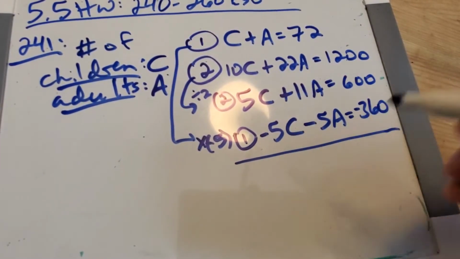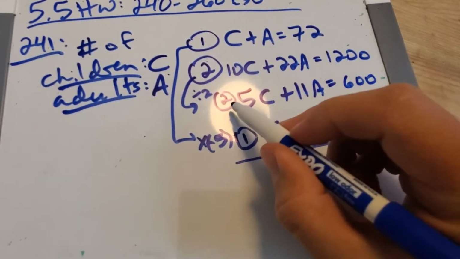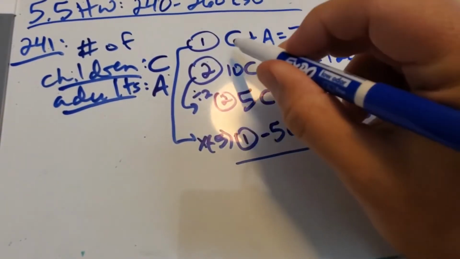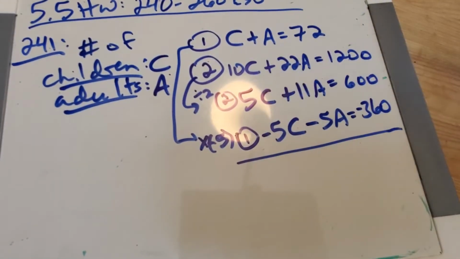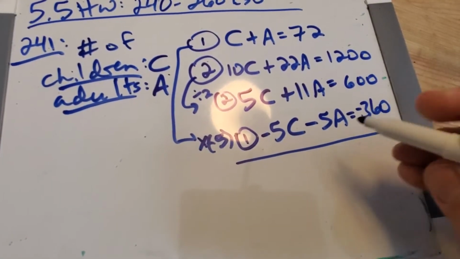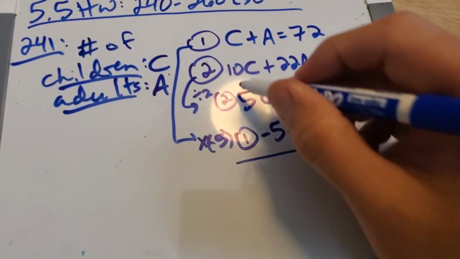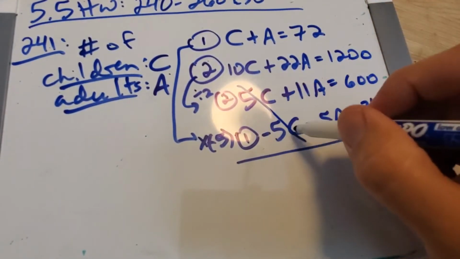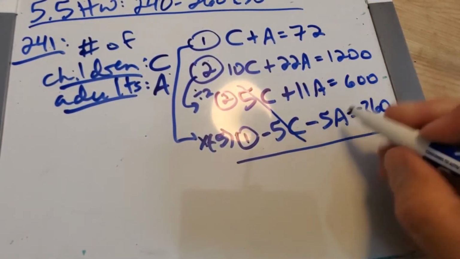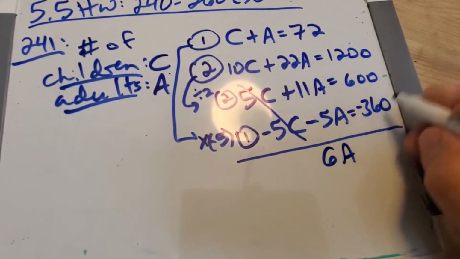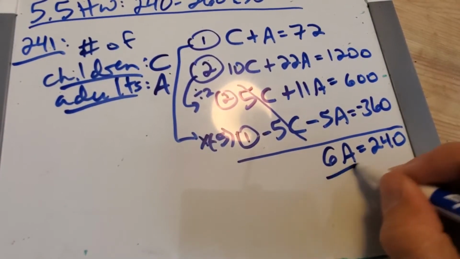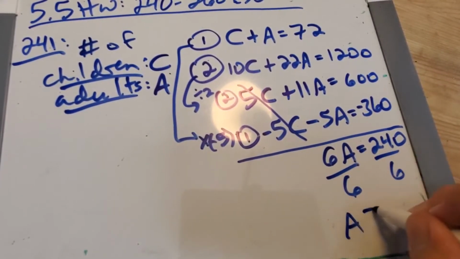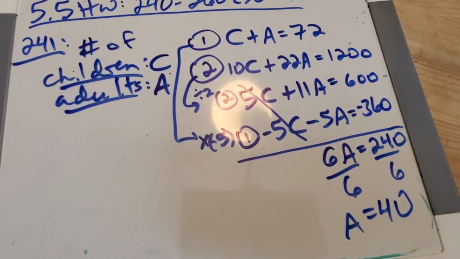So now I've set it up. And in fact, just to point this out, you did not have to divide by 2 here. You could have multiplied by -10, and that would have killed that. But if I can, why not make my numbers smaller? So now I've got the C set up. So when I add these two equations together, those cancel. 11A minus 5A is 6A. 600 minus 360 is 240. Woohoo! And it looks good because that 6 goes into 240 40 times. That means there were 40 adult tickets sold.